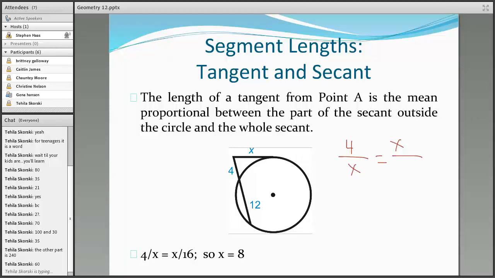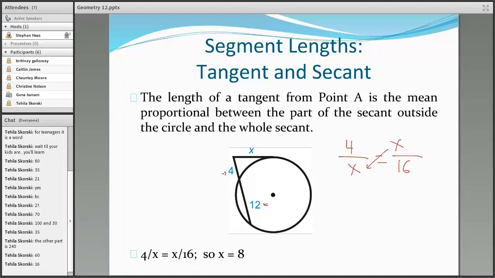This is the whole secant. How much is the whole secant? 16, that's right. Why is the whole secant 16? Because the outer part is 4 and the inner part is 12, which means altogether that's 16. How do we figure this out? Cross multiply like any other equation.